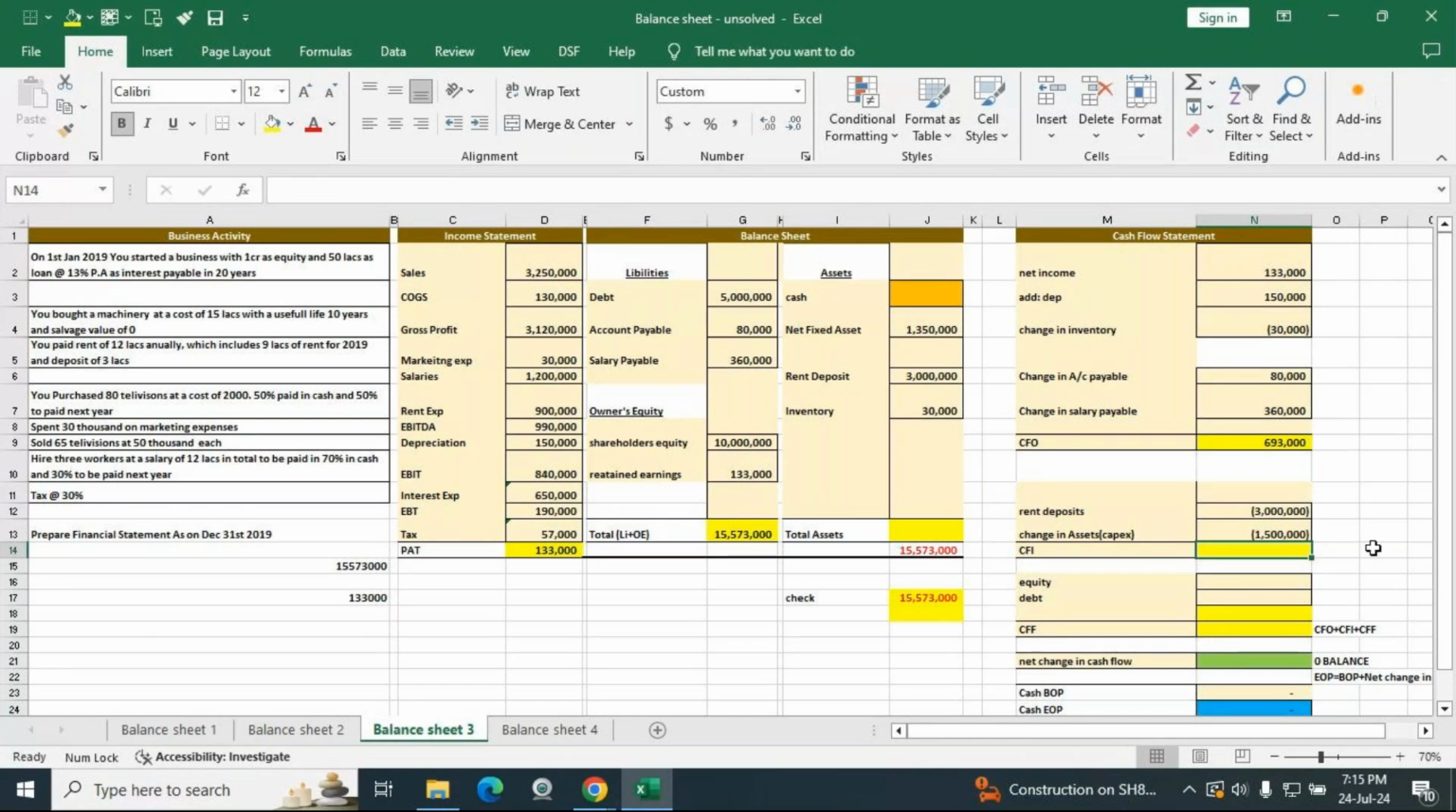So CFI, cash flow from investment activities. So it will be equals sum of these values. Correct?